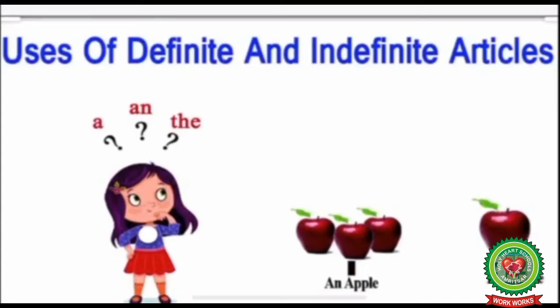Now see children, here in this example, we have three apples. When I talk about a single apple, any apple, then I will be calling it an apple. And when I have to particularize that apple, when I have to say a particular apple, then I will say the apple. When I call any apple, I'll be calling it an apple. When I particularize an apple, then I will be saying the apple.